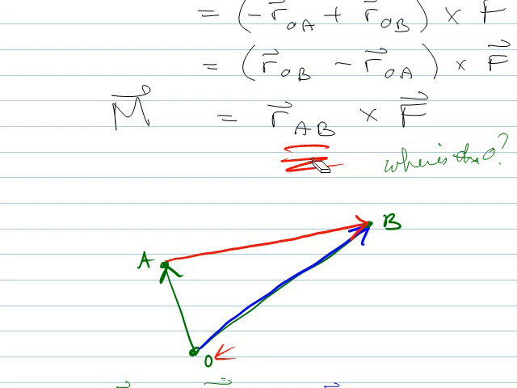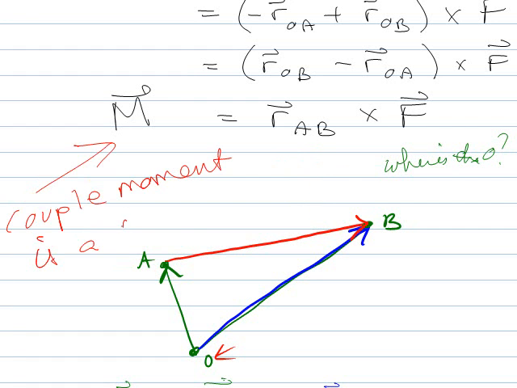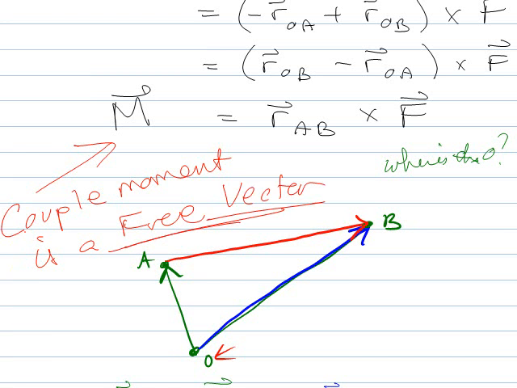The big deal is that this moment, our couple moment, is a free vector. It's a free vector, okay? And this is going to be kind of hard to swallow for a while. But a couple moment is a free vector. So let me write this again, and we'll look at the picture.